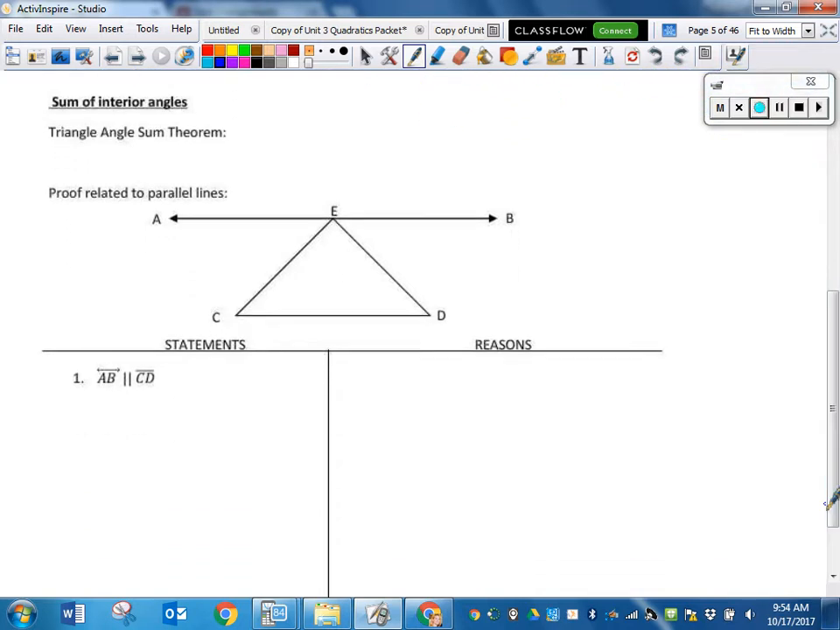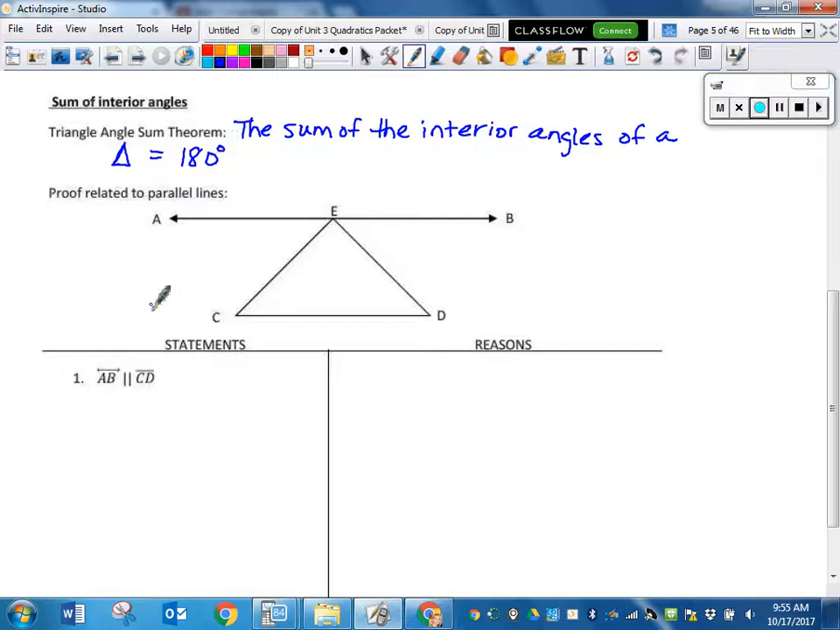So sum of the interior angles. Triangle angle sum theorem. All right, well you already know this. We've actually already mentioned it today. The sum of the interior angles of a triangle equal 180 degrees. All right? And the picture of this, which I'm just going to let you listen to now, you don't have to write this down.